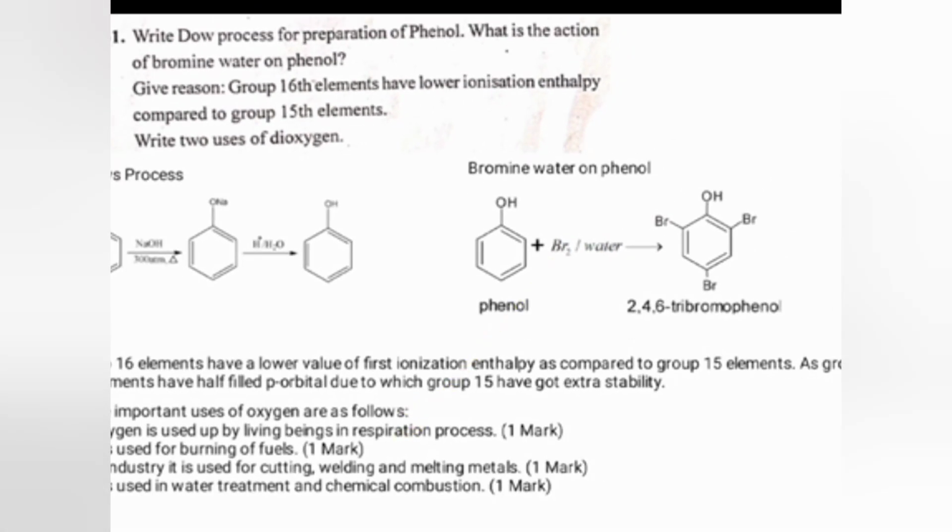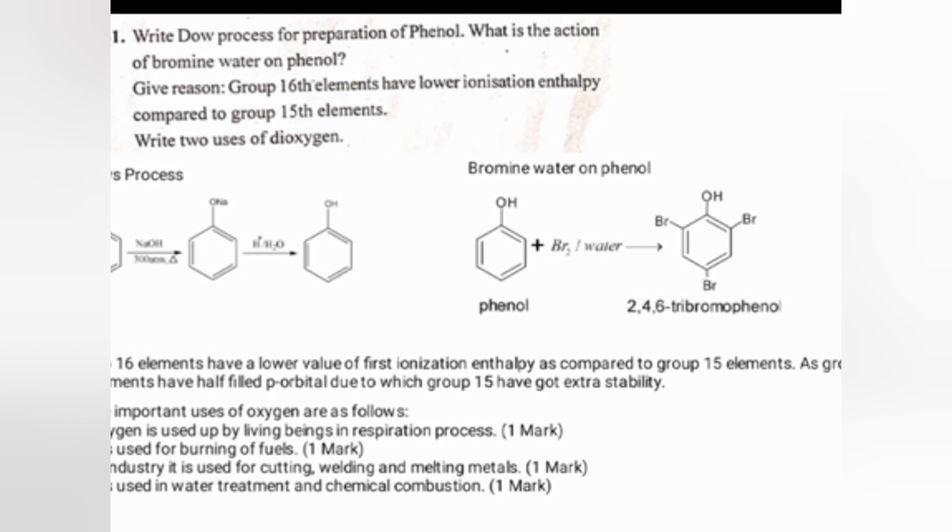Group 16 elements have a low value of ionization enthalpy as compared to group 15 elements, because group 15 elements have a half-filled p orbital configuration, that is an extra stability configuration. Group 15 elements have 3 electrons in the p configuration, so it gives a stable configuration.